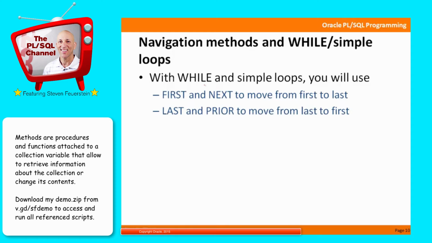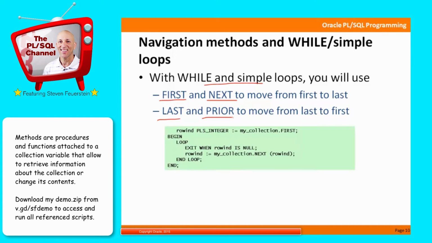So with while and simple loops, what you want to do is use the first method to get the lowest defined index, and then move to the last with the next. Hop over any undefined elements. If you want to go from the end of the collection to the beginning, then you start with last and use prior to go to the previously defined index value.